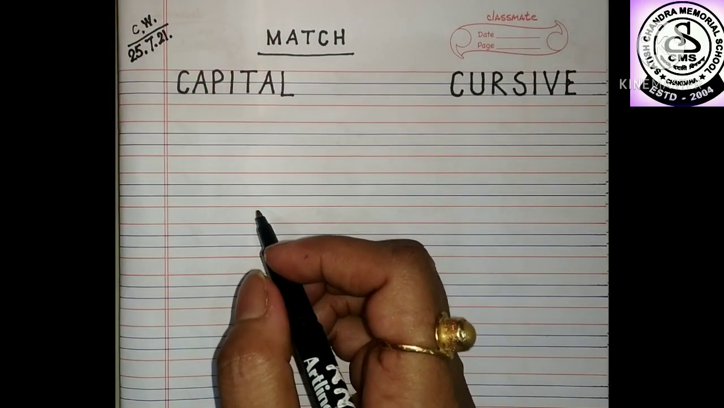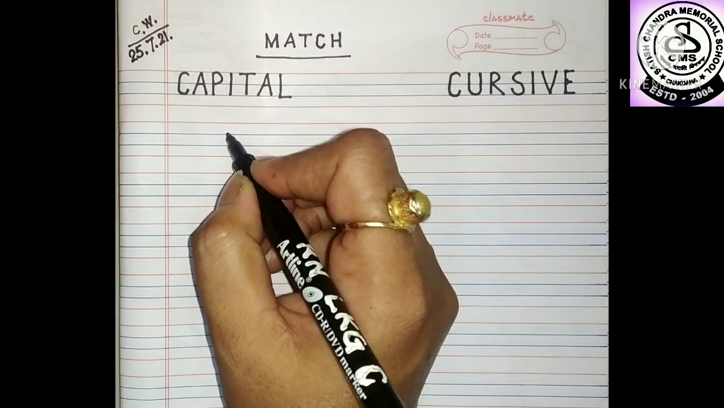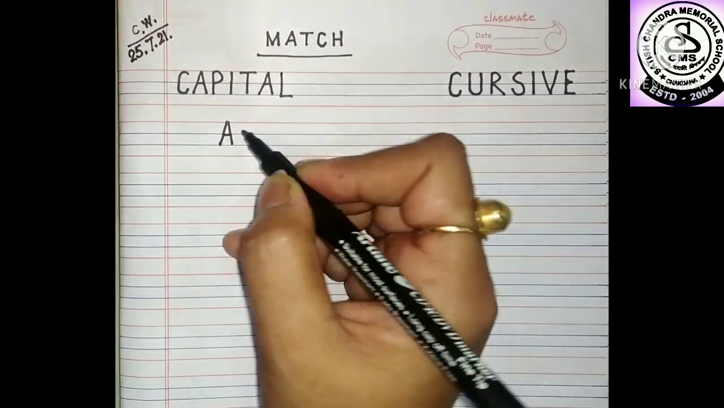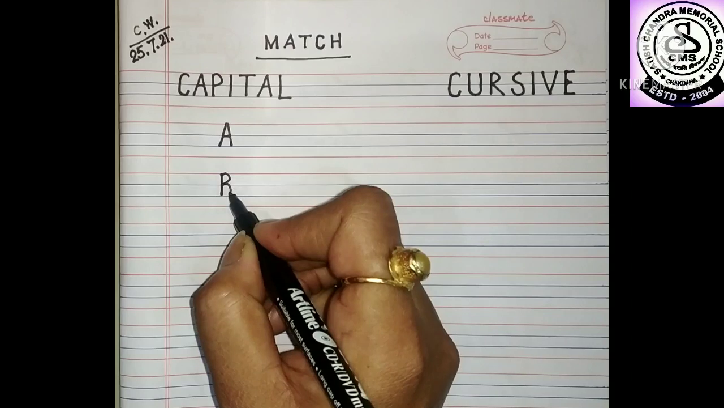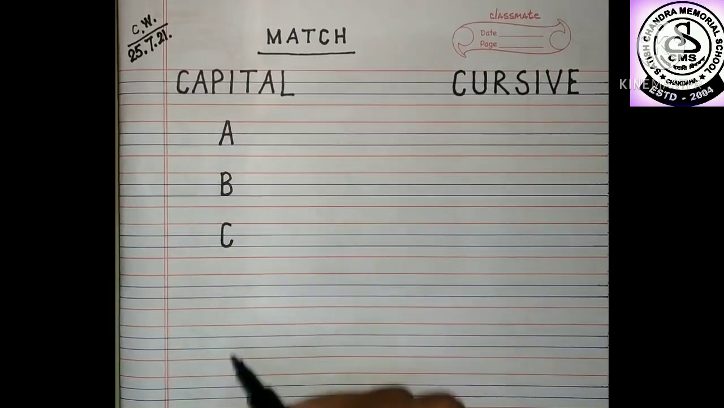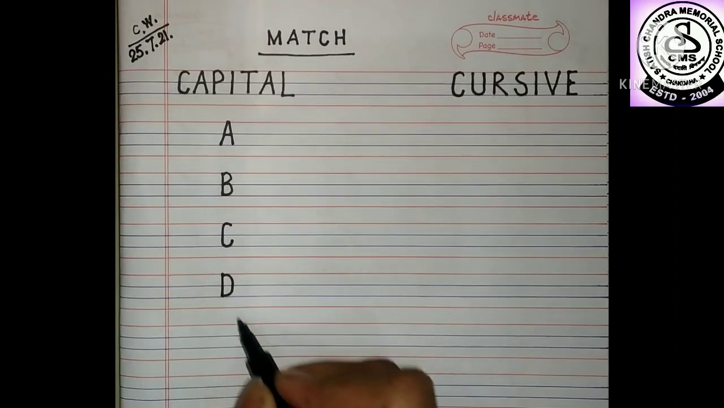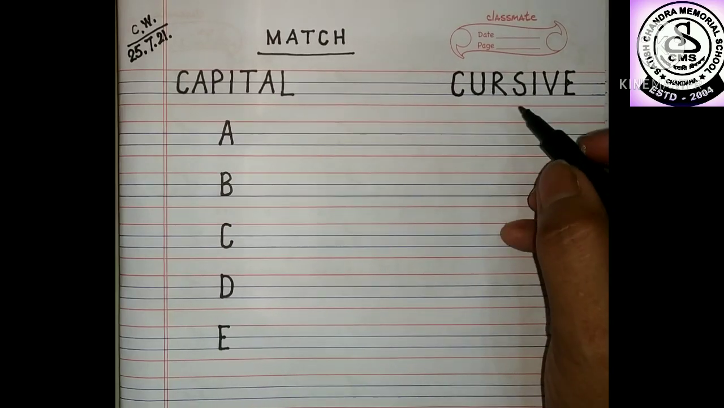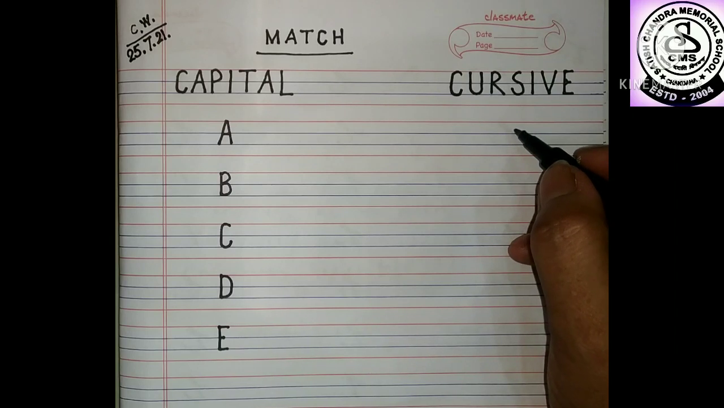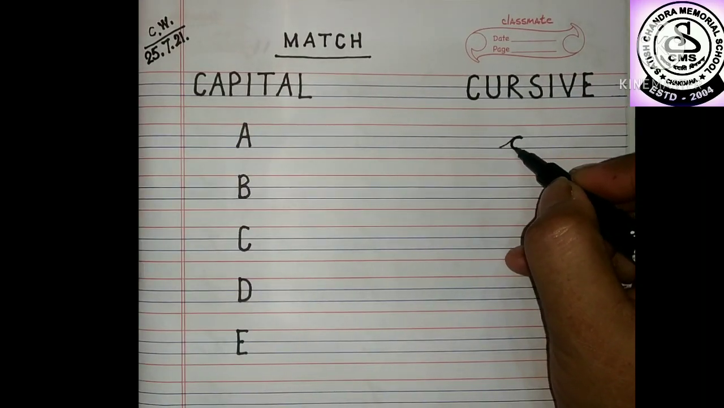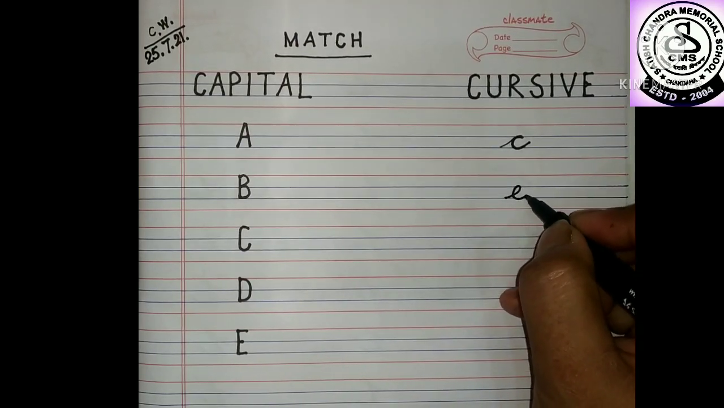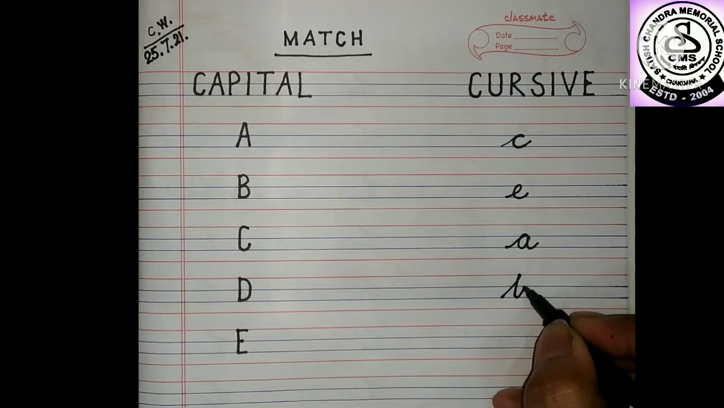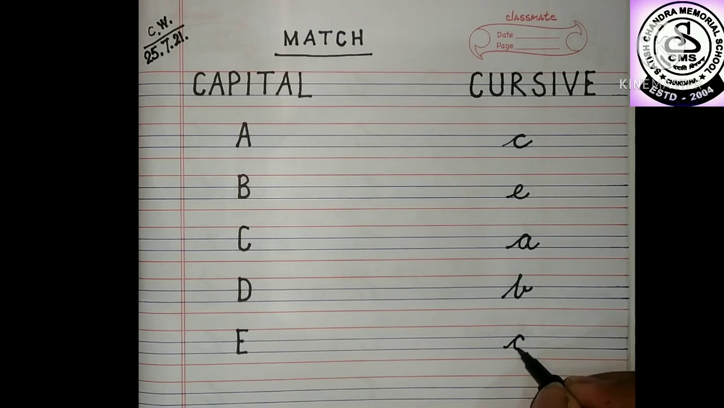Now in the left side we will write all the capital letters from A to E. So first you will write A, then B, then C, then D, and then E. And this side under cursive you will write the small letters haphazardly, like C, then E, then A, then B, and last one is D.